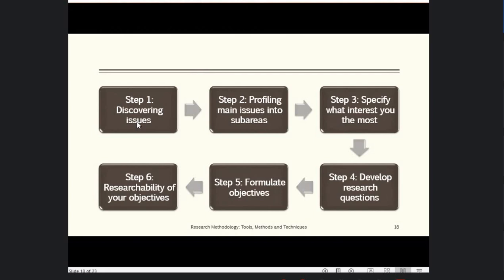Maybe you find something from a minister, or from the newspaper, from the news, that indicates the importance of that particular area and so on. So after you find the issues, you list out, profiling the main issues into sub-areas.